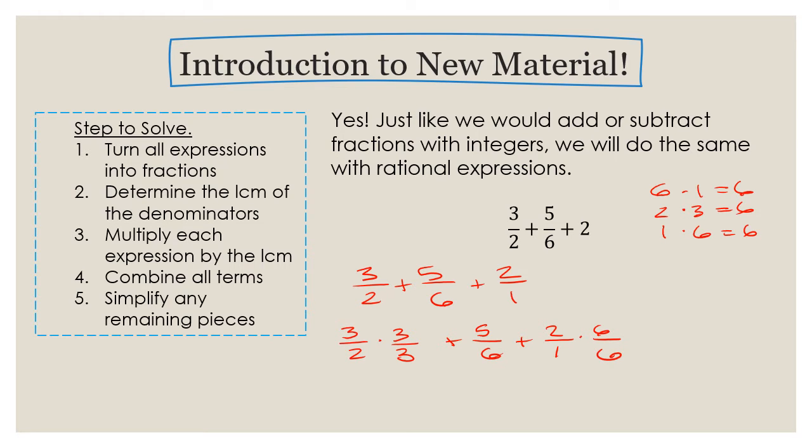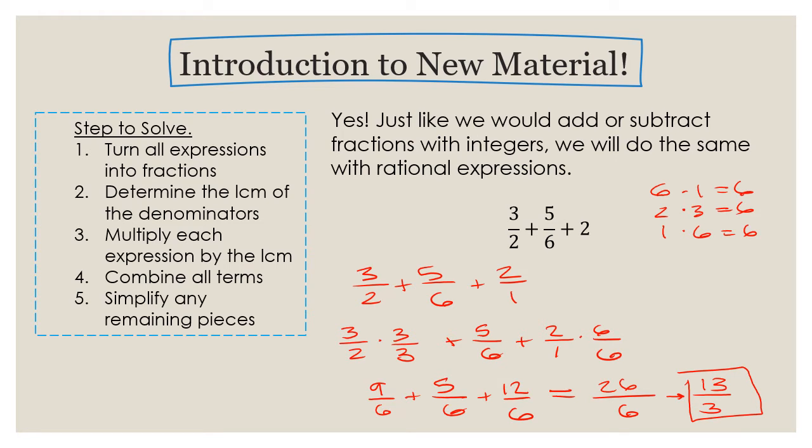Now step 3, multiply each expression by the LCM. I get 9 over 6 plus 5 over 6 plus 12 over 6. Remember, you can't add fractions straight across, so that's why I had to do this. I had to get the same denominator. Now, step 4, I can combine all terms. 9 plus 5 is 14, plus 12 is 26, all over 6. And then simplify any remaining pieces. Both of these numbers are divisible by 2, so I can simplify this to be 13 over 3. And this is my final answer.